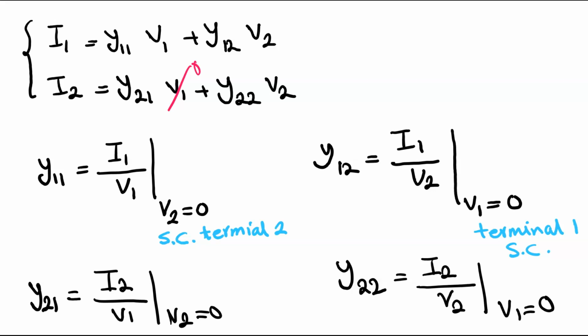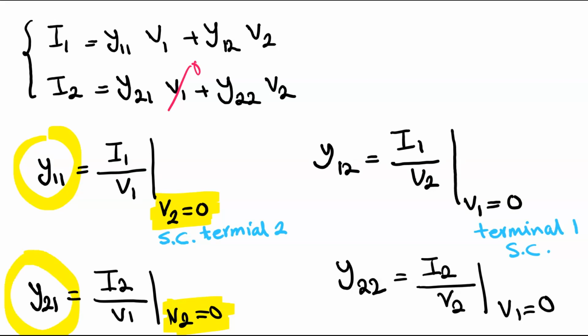So as you can see, it is not really difficult to describe the equation here and find the constant that you need in order to describe your admittance matrix. The only thing that you need to remember is that you need to solve this circuit 2 times. The first time you have to make your terminal 2 short-circuited, and when terminal 2 is short-circuited, then you can find Y11 and Y21.